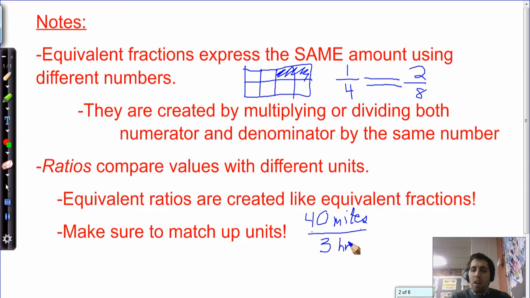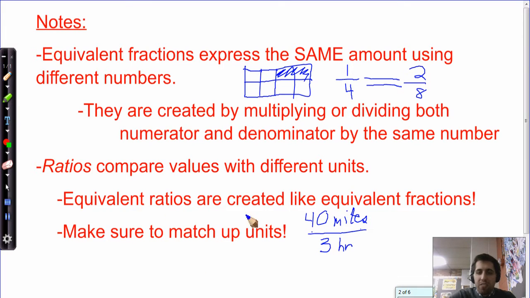So we have not part of a whole hour, or part of a whole fraction bar, or whatever it is. Instead we have miles on top, hours on bottom. Those units don't go together. But we're going to see that it's useful to write things like this as if it were a fraction. But you don't need to worry about improper fractions. You just do need to write the appropriate units with the appropriate numbers. So that's what I say down here. Make sure you match up units.